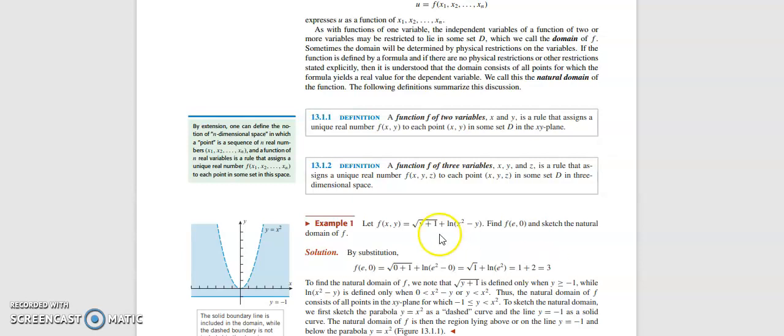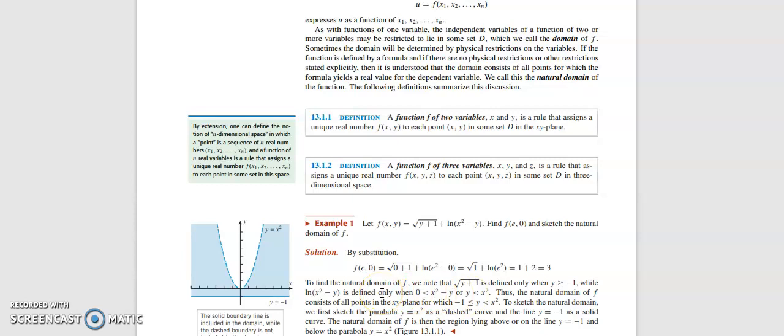For finding the domain, up here you have a square root. Under the square root, the value must always be greater than or equal to 0. So y plus 1 must be greater than or equal to 0. Similarly, for the second function to be defined, when you define log x, x must be greater than 0. So log of x square minus y is defined only when x square minus y is greater than 0. So that gives y less than x square.